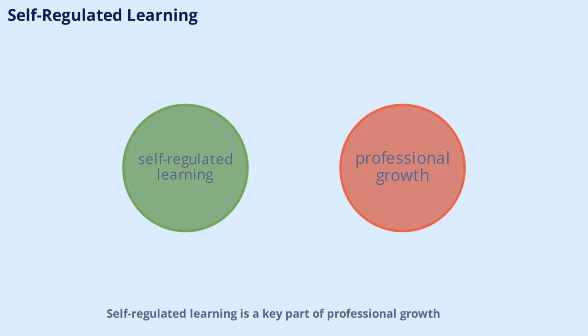Self-regulated learning is a key part of professional growth. By regularly reflecting on your knowledge, uncertainties, and evidence, you become a more effective and adaptable educator. This habit supports continuous improvement in your teaching practice.